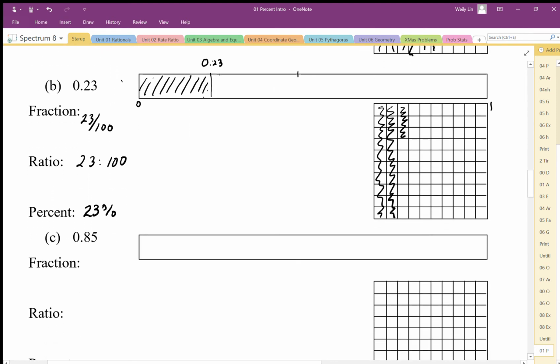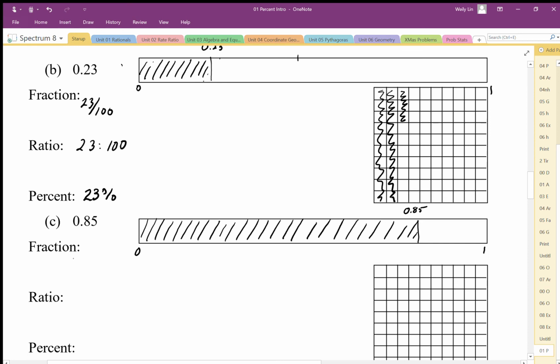85%, we know it's going to be almost 90%. Okay, so let's say that that's about 0.85 on the number line. We'll say that's 0 and 1. Again, we want to have a visual reference of what this is going to look like. This is going to look like about 85% in there.